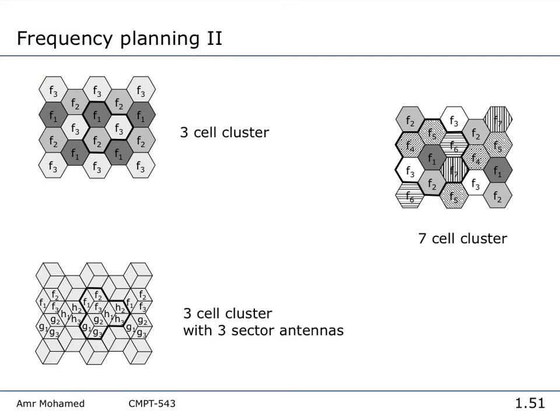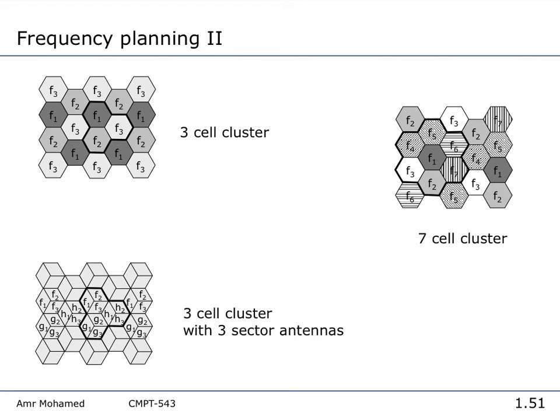Okay. So here, you allocate the big spectrum into 7 different ranges. So per cell, the range is smaller. But the interference between each two cells is lower.